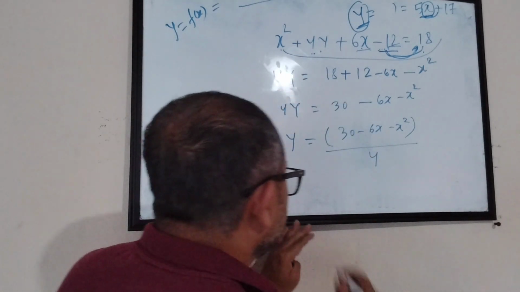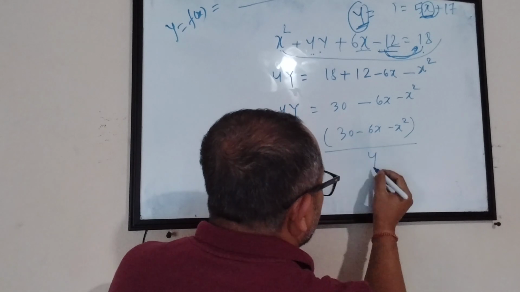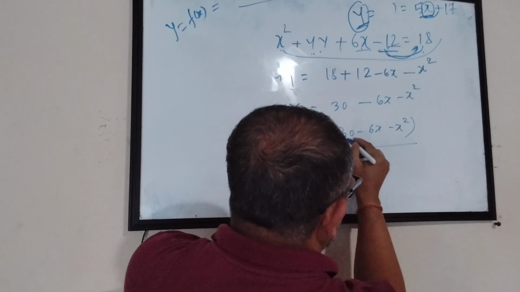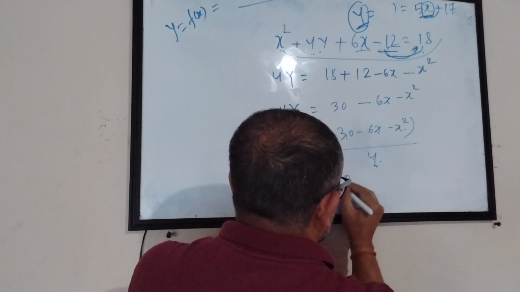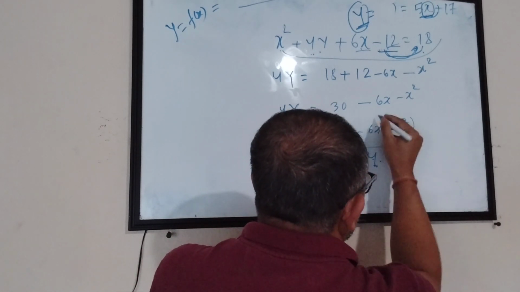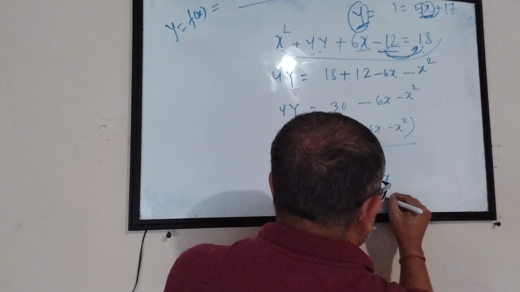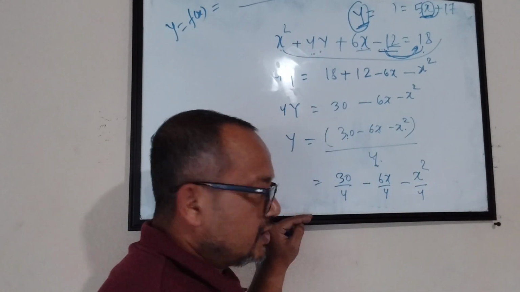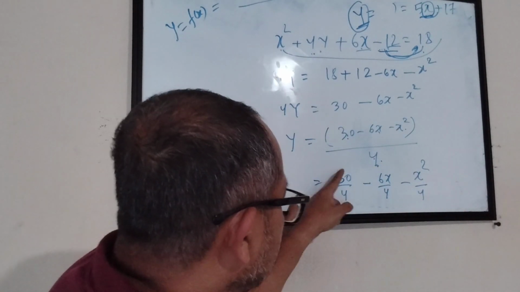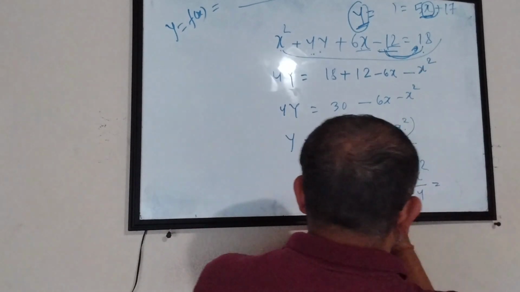Now this one. So that means now this gets this, now everything gets divided by 4 basically. 30 by 4, that is one part. Minus 6x by 4, that is second part. Minus x squared by 4, that is third part. Okay? 30 by 4.